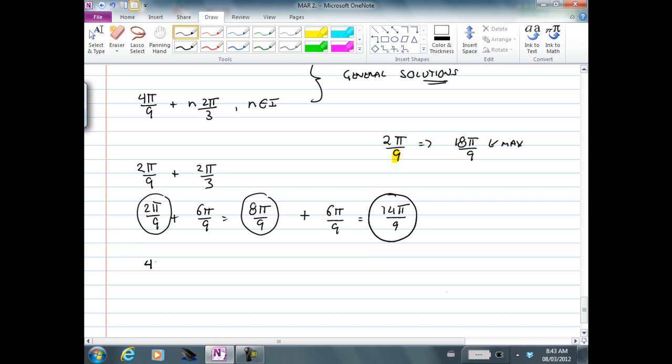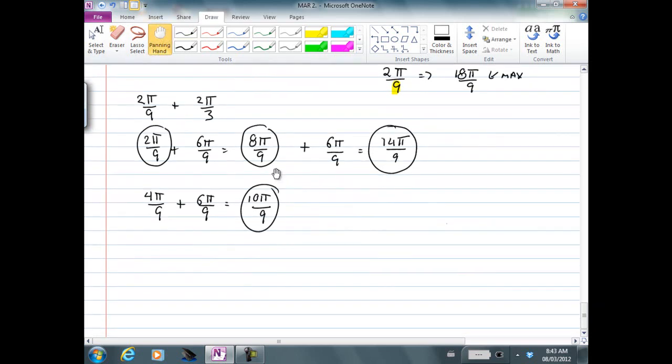Second three. 4 pi by 9 plus 6 pi by 9, 10 pi by 9. Are these all equal to theta? Yep, they're all equal to theta. And I'm going to do another shortcut. My other answer would be 16 pi by 9. Hey guys, gals. Voila. This is how we find all solutions.